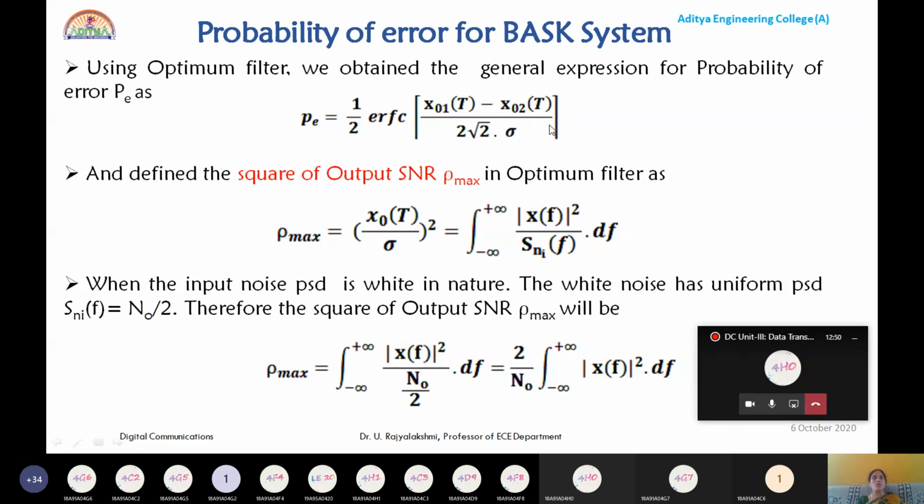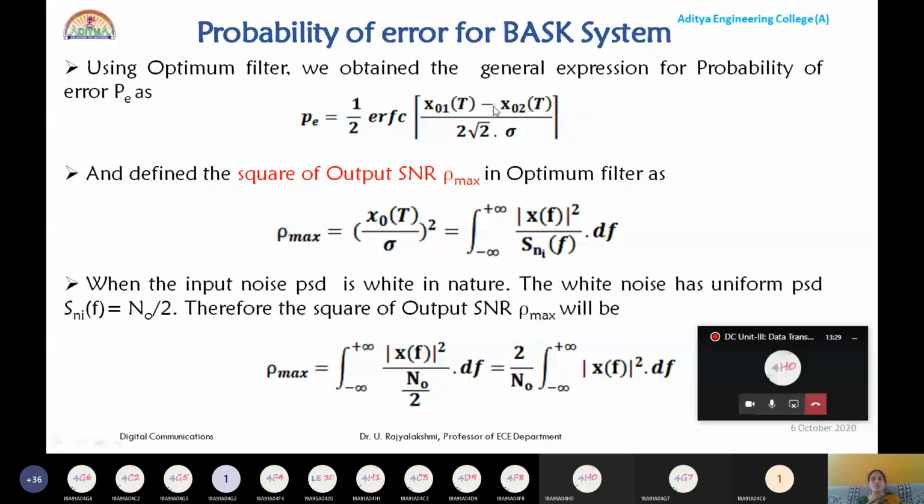Every time, because we need the optimum response for optimum evaluation of output SNR in order to reduce the probability of error, please consider the probability of error expression for the optimum filter. Using the optimum filter, we obtain the general expression for probability of error as shown here. This derivation we calculated in the optimum filter module, that is the second module. We also defined that the square of the output SNR, rho max, should be maximized.